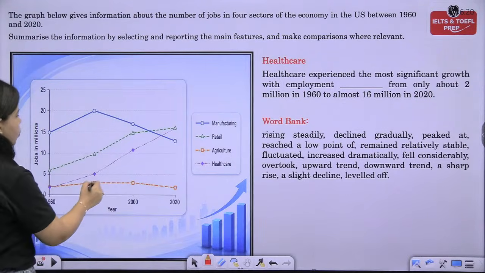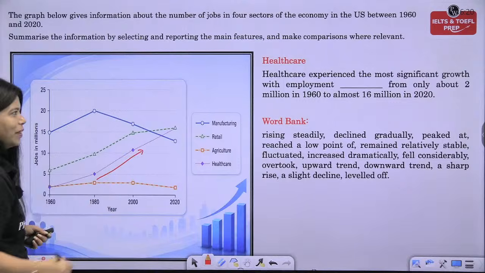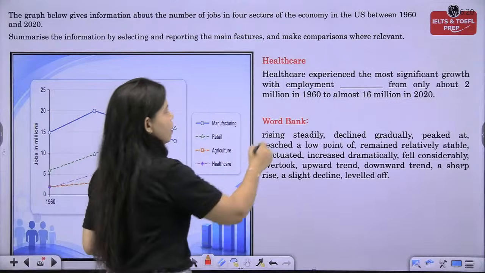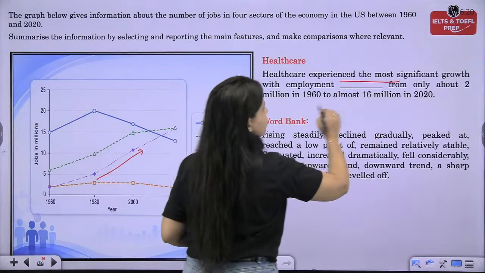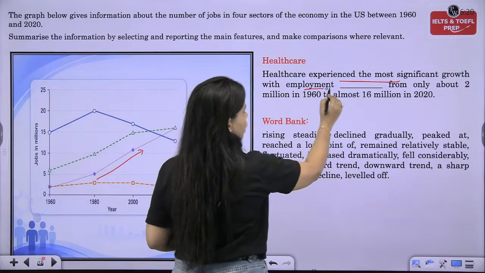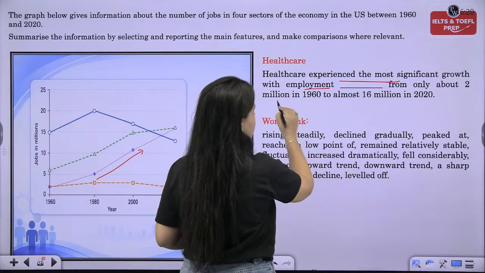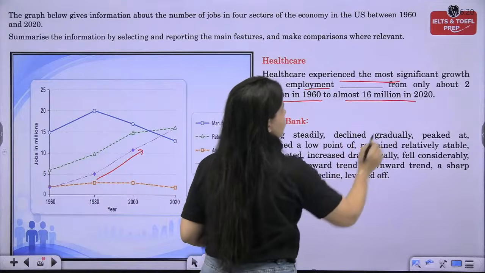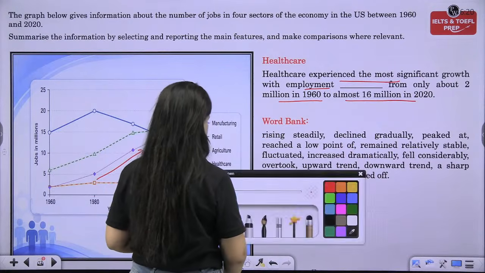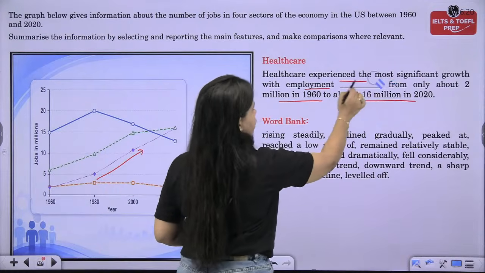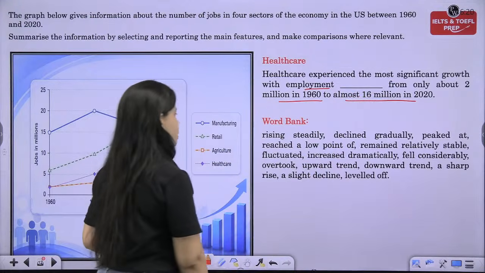Healthcare is this beautiful purple line. Okay, now here it says healthcare experienced the most significant growth with employment dash from only 2 million in 1960 to almost 16 million in 2020. See what the answer can be?